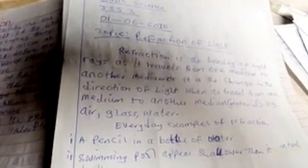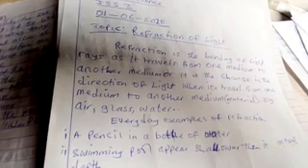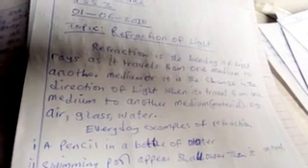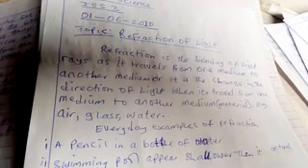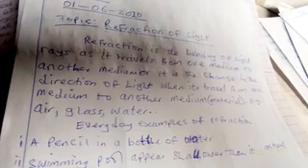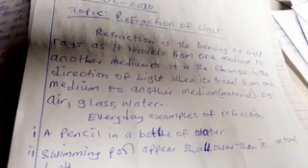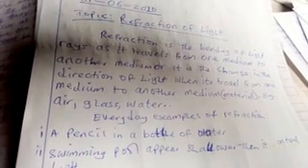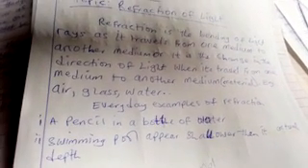So, in summary, refraction is the bending of light rays as it travels from one medium to another medium, or the change in the direction of light when it travels from one medium to another medium. The medium we are talking about here is the material. The material can be air, glass, or water.